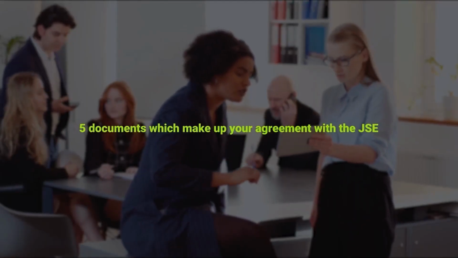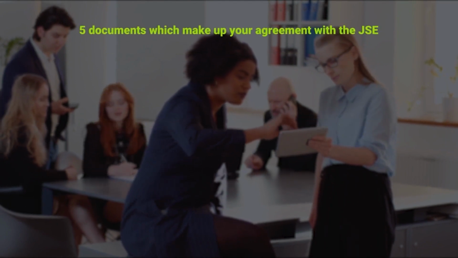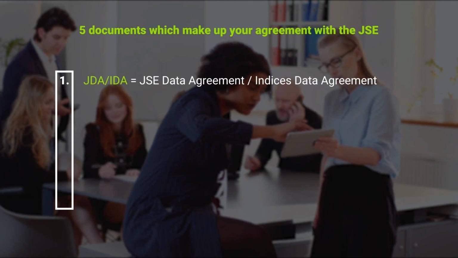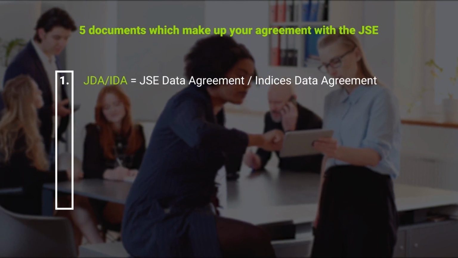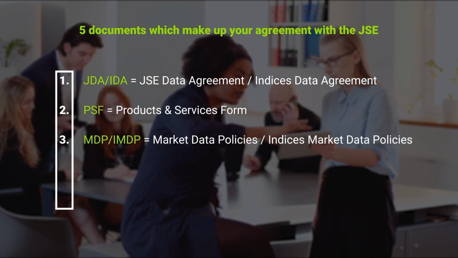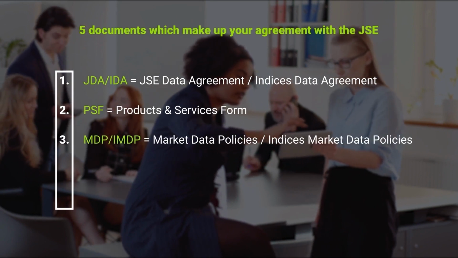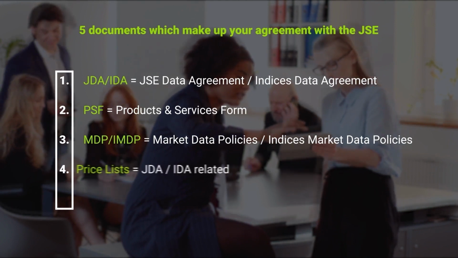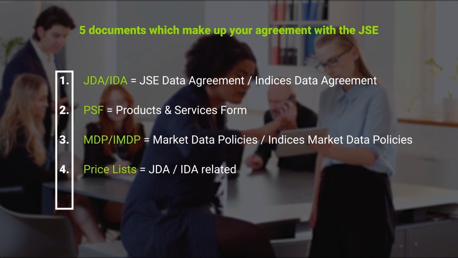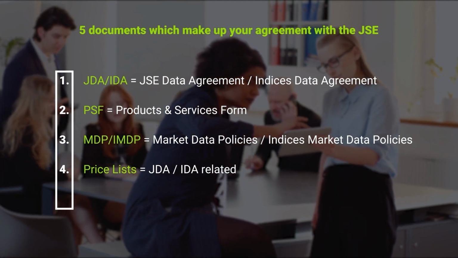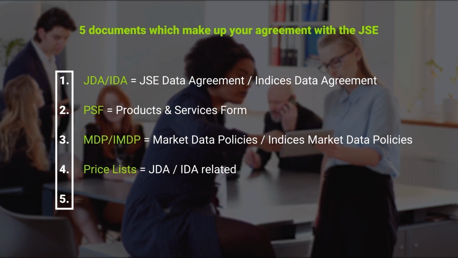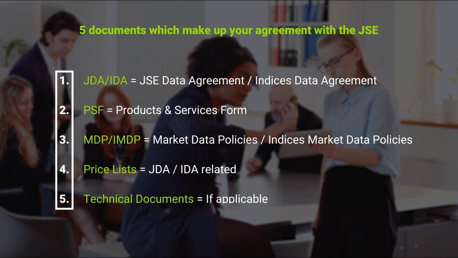There are 5 documents which make up your agreement with the JSE, and they are the JSE Data Agreement or Indices Data Agreement, the Product and Services Form, the Market Data Policies or Indices Market Data Policies, the JDA, which is the JSE Data Agreement, or IIDA, which is the Indices Data Agreement, as well as related price lists. Finally, there might be technical documents if applicable.